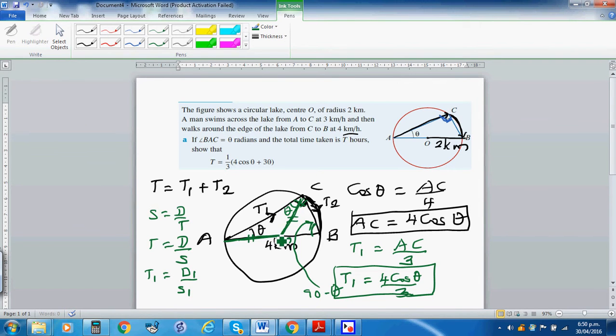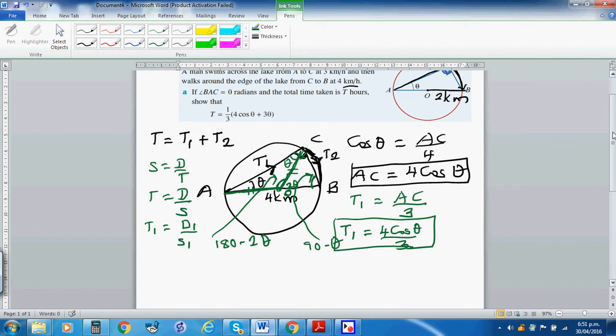So this angle is going to be 180 minus 2 theta. And these two angles are angles on a straight line. So if this is 180 minus 2 theta, this angle has to be 2 theta. Okay, I hope it's making sense. So this angle is 2 theta. Now you should know the formula for the arc length.